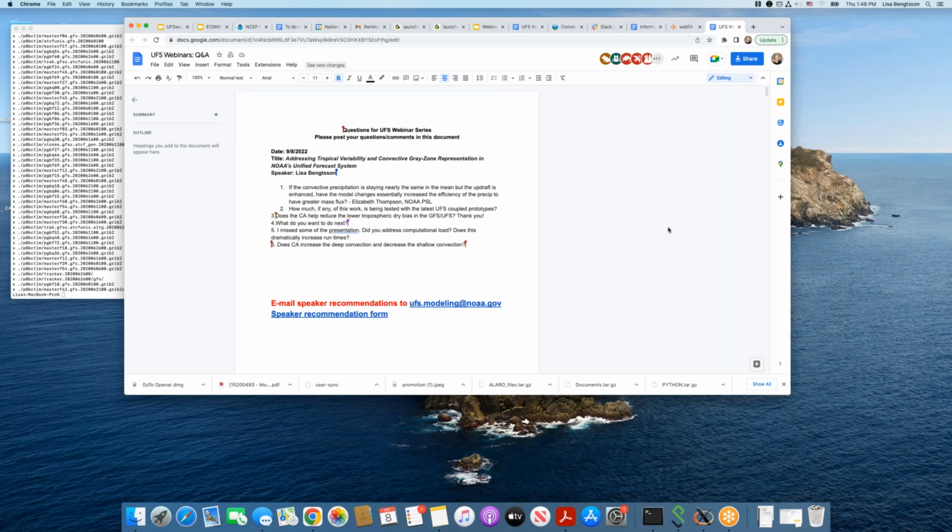I missed some of the presentation. Did you address computational load? Does this dramatically increase? No, the CA does not. The CA does not increase runtime. It's just like a 2D field, so I think it's relatively cheap. I have not looked at the increase in runtime by adding one prognostic variable, so I would have to do that.